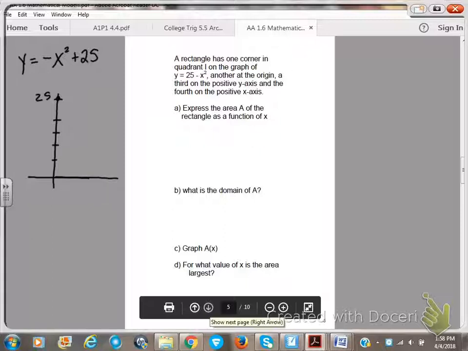What would the x-intercepts for that parabola be? So it'd be negative 25 equals negative x squared. You can divide that by negative 1, so it'd be 25 equals x squared. If you square root it, that'd be 5, and negative 5, but yes. Yes, that is true.